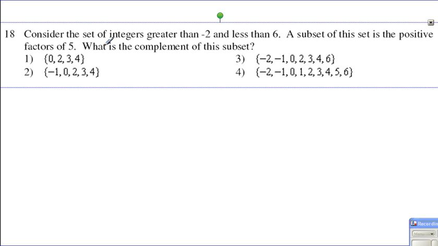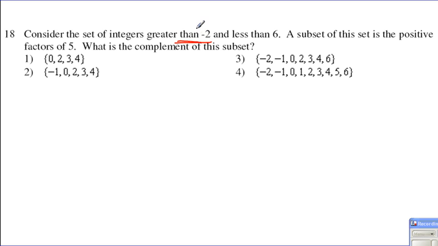Now, set of integers greater than 2. Greater than 2, that means we're not including 2. Negative 2. It has to be greater than negative 2, but less than 6. Once again, we're not talking about including 6, but less than that. Since these two contain 6, that will not be it. And both of them would make sense.